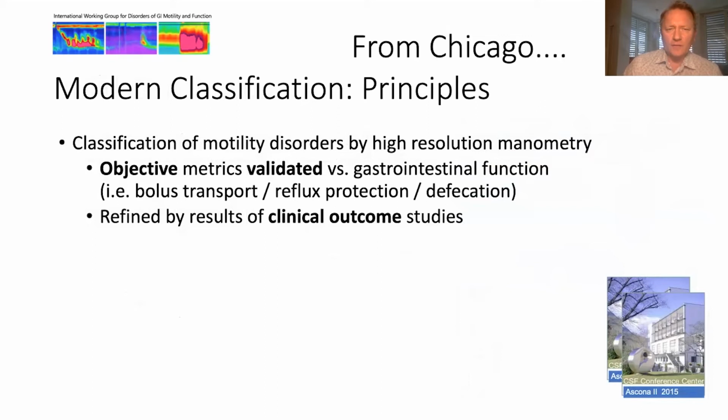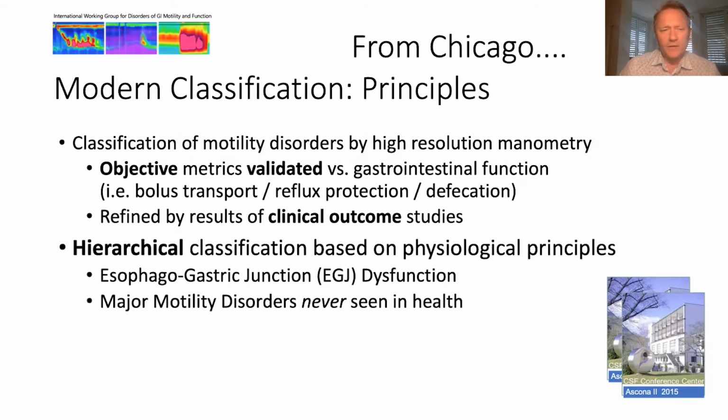In the Chicago Classification of Esophageal Motor Disorders, we decided that we were only going to use objective metrics validated against gastrointestinal function. So in this case, bolus transport, reflux protection. And that we were going to refine this in the later iterations with the results of clinical outcome studies. And this process was done at the Ascona meetings, which I chaired in 2009 and 2015.